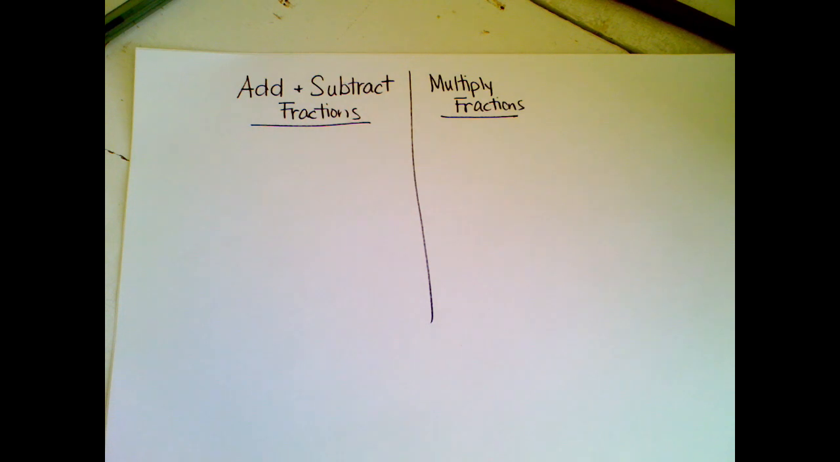And I want you on your next clean page, no cheating, to turn your notebook sideways and make just a two-column chart that has these two headings. On one side, add and subtract fractions, and the other, multiply fractions.